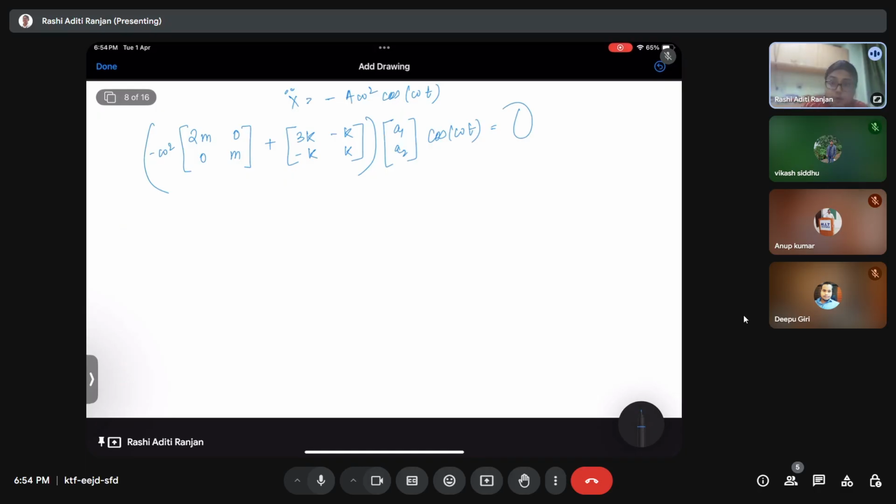Correct? Okay. Now, you see cos omega t, we cannot assume it to be 0. A1, A2, we cannot assume it to be 0. So what is the best candidate for being 0? This. From here, we are going to get 3k minus twice of m omega square, minus k, minus k, minus m omega square. Determinant is going to be 0.